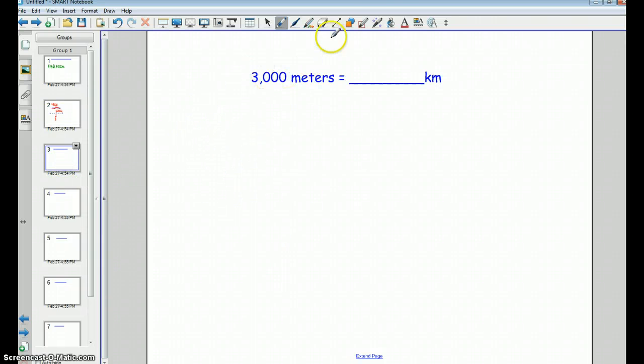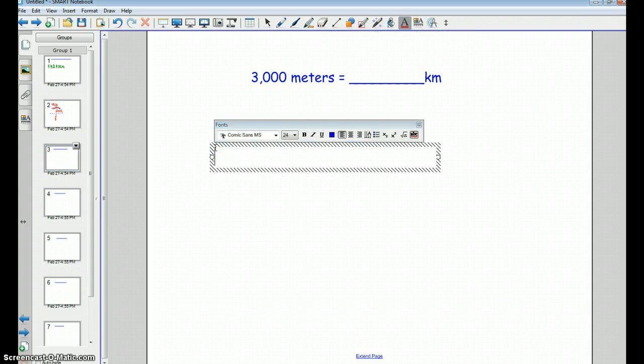Okay, the next one. I've got 3,000 meters equals how many kilometers? So I'm going to write out my letters. King Henry died by drinking chocolate milk.